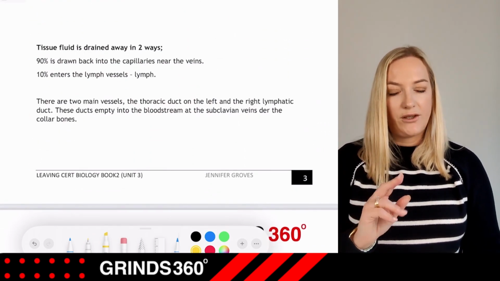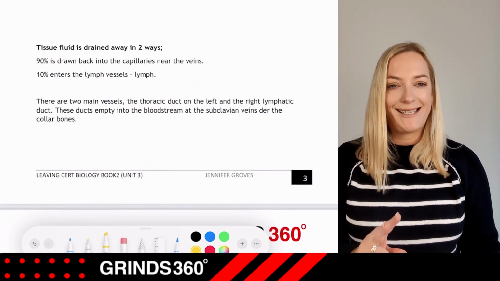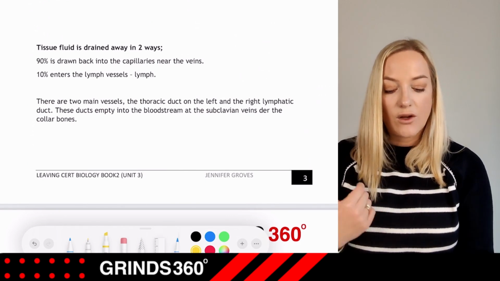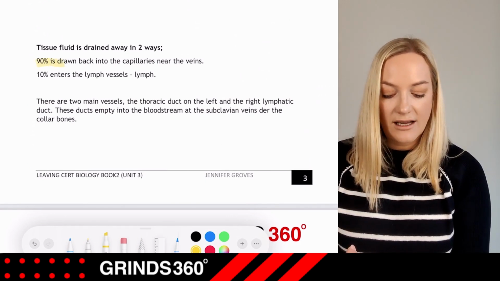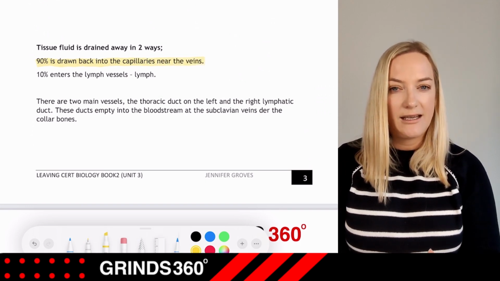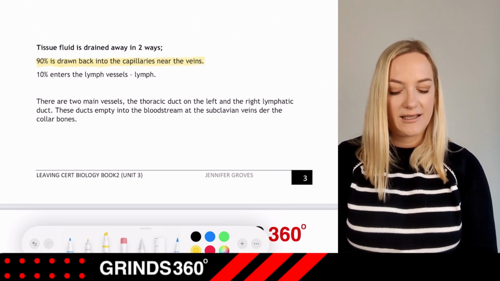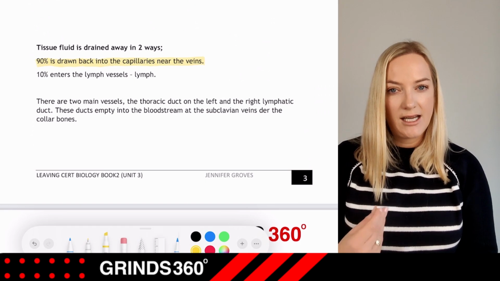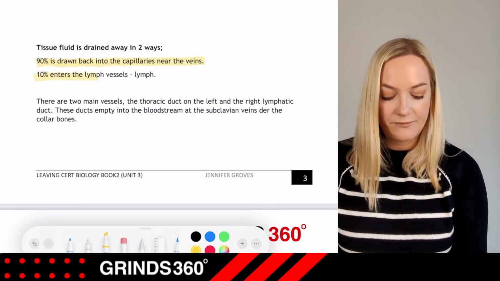Now, your tissue fluid, this is important, can be drained in 2 ways. 90% of this extracellular tissue fluid is going to be drawn back into the capillaries near the venule end, near the veins. 10% is going to form lymph.